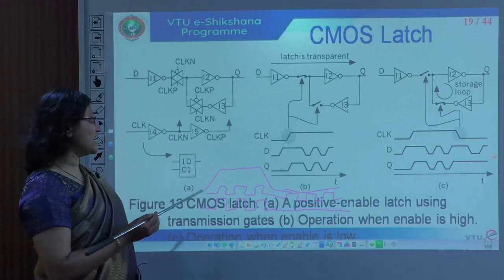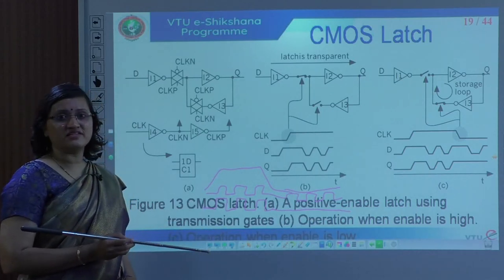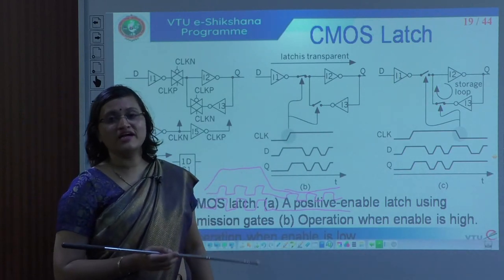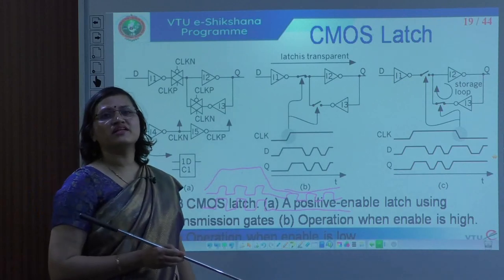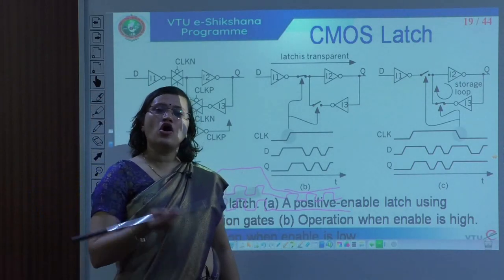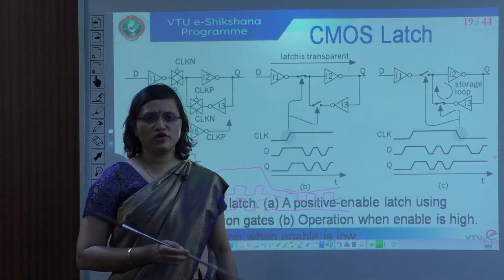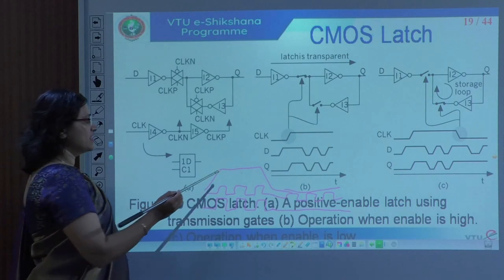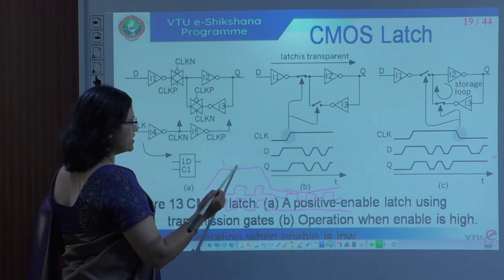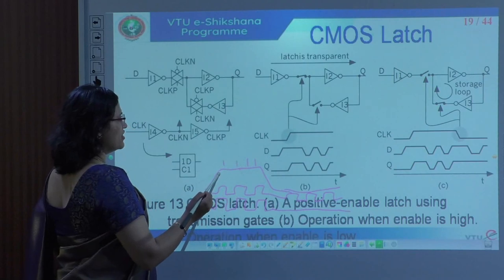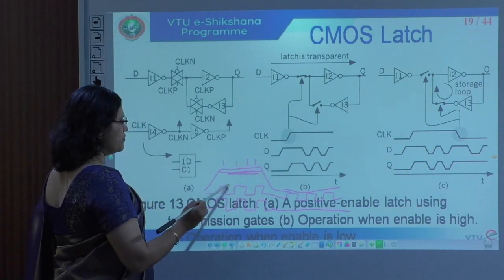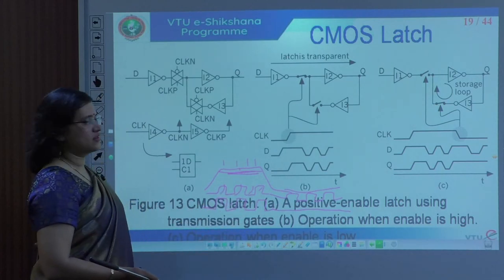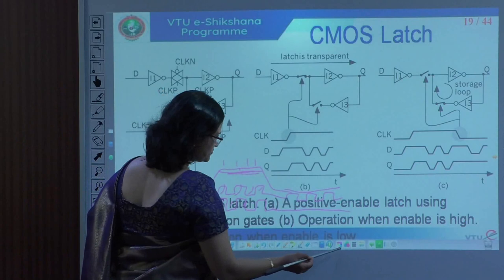Whereas in the case of edge triggered devices, the output follows the input only during the rising edge of the clock or only during the falling edge of the clock. In the case of a latch, it is not like that. It will just see the clock; whenever your clock is transparent, if you keep on changing the D value, your output is also changing. So we will see.